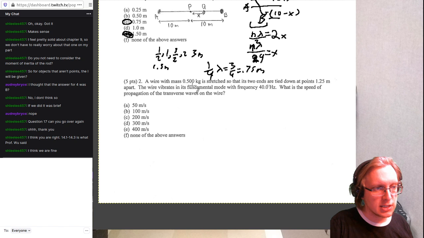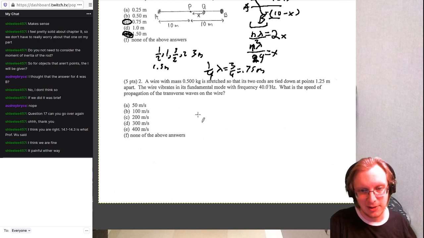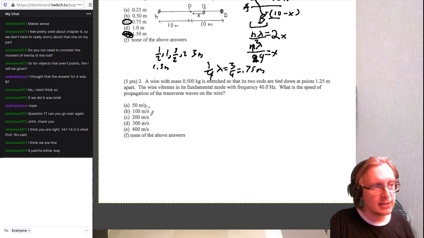A wire with a mass of 1/2 kilo is stretched so that its 2 ends are tied down 1.25 meters apart. The wire vibrates at the fundamental frequency of 40 hertz. What is the speed of the propagation of the transverse wave on the wire? Alright. Okay.